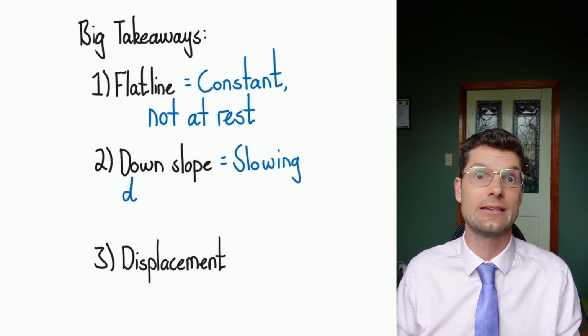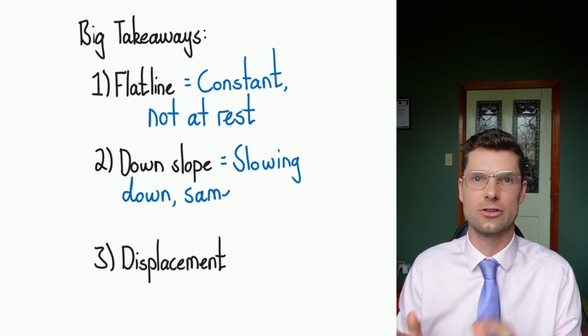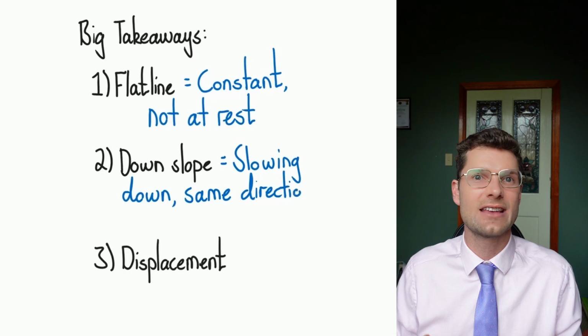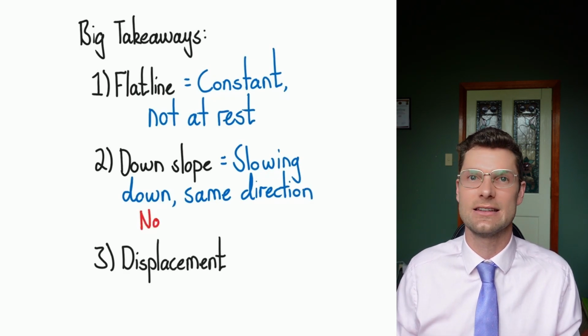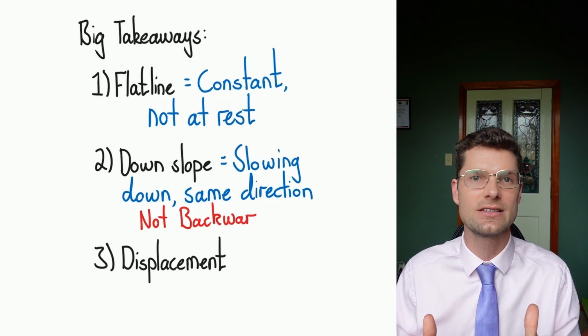The second thing is that negative gradient, that downward slope, does not mean moving backwards. It means slowing down or decelerating, but you're still moving in that northerly direction, the same way as you were going before. So you just need to make sure that if you see that downward slope, you don't think like a displacement graph that means moving backwards. It just means slowing down in the same direction.